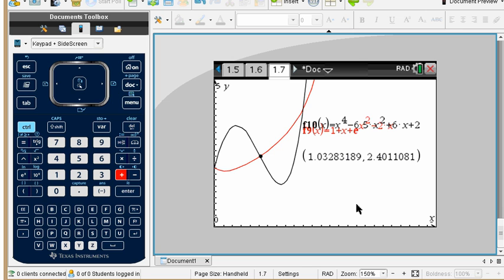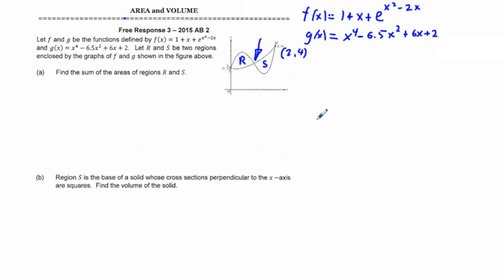So we have 1.03283, and I'm going to tell you why I have that many significant figures here. So we have 1.03283, and then our y value is 2.4011. I'm going to get into why I chose so many significant figures, but let's go ahead and write this out.